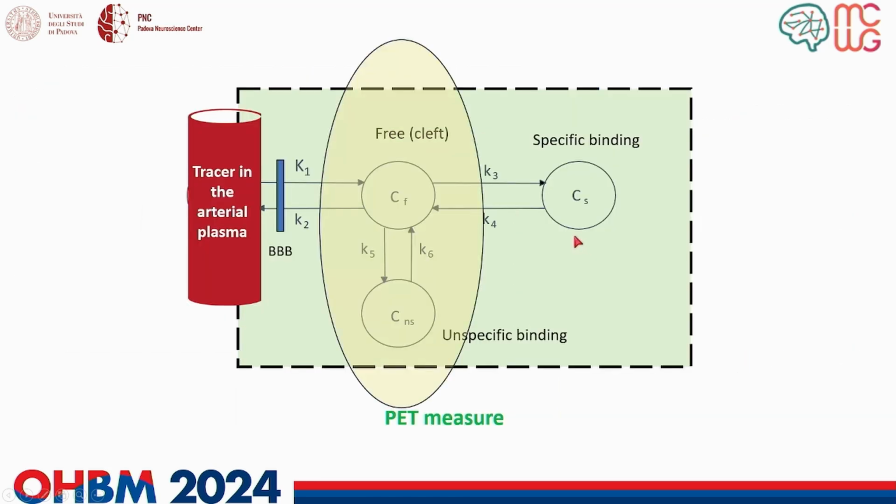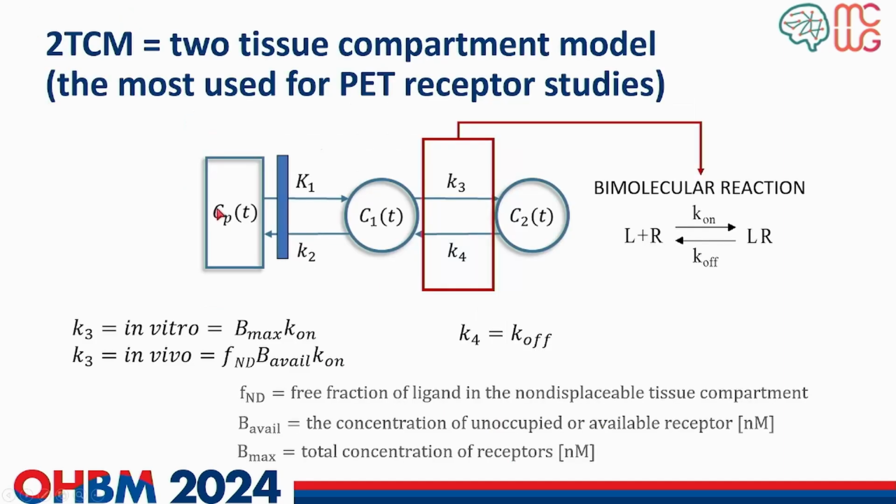So in truth, the model is a little bit more complex. We can reduce the model because these two processes are very, very fast. The tracer is not on the binding site in those processes, so they are very fast and we can collapse the two compartments. This is what we now use: the gold standard model used to quantify PET tracers in receptor systems.